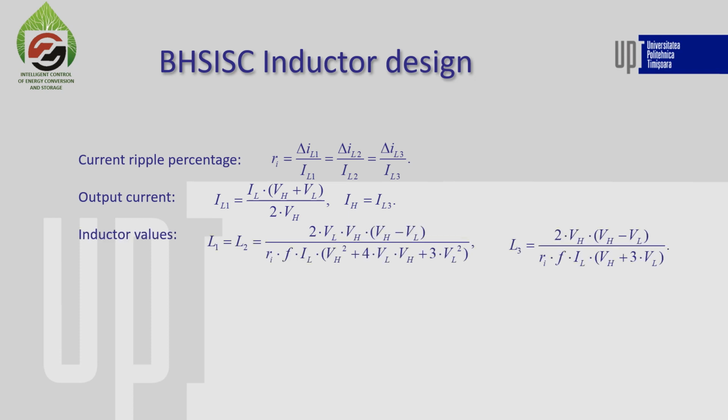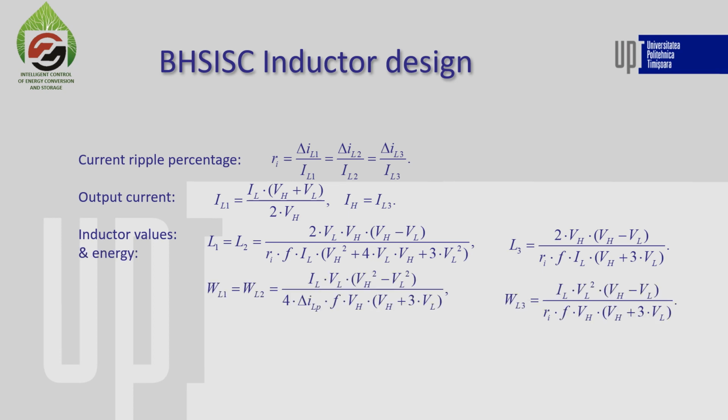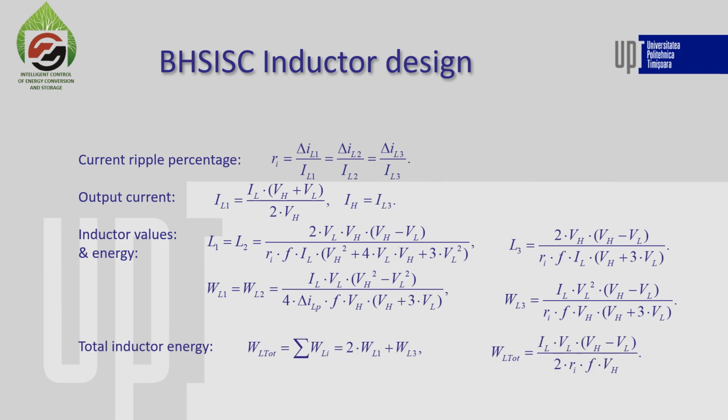We continue by calculating the inductor values and the inductor energies, and again the total inductor energy. We see again that even if this topology is different, the total inductor energy is the same as the conventional buck-boost converter and the two other hybrid topologies. So even if this converter has a much wider ratio, it has the same total inductive energy.